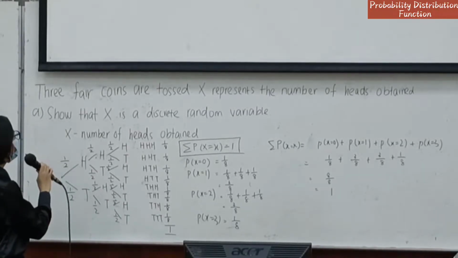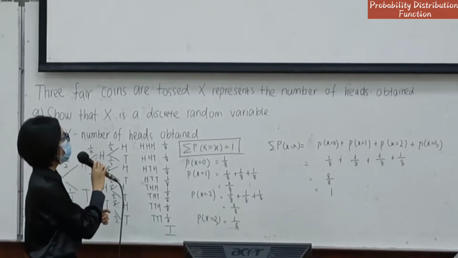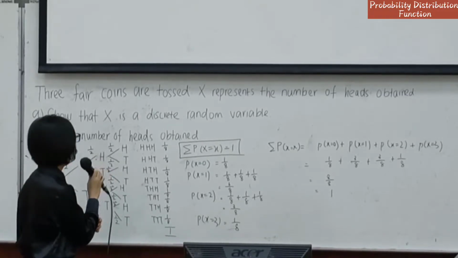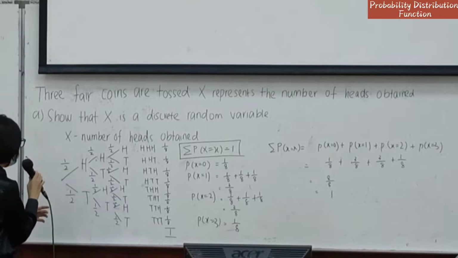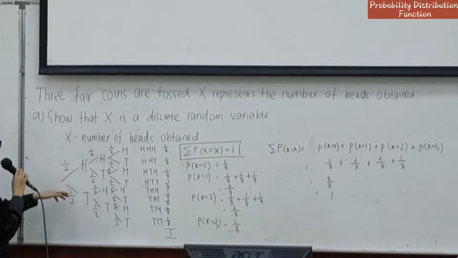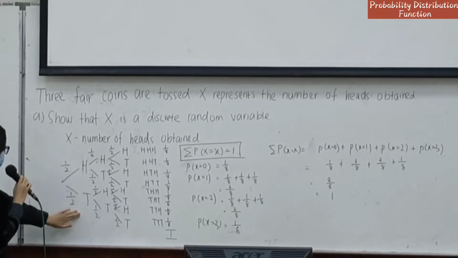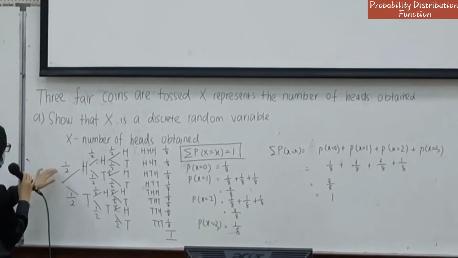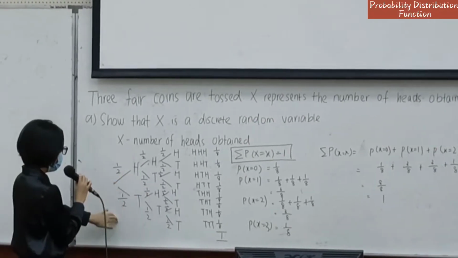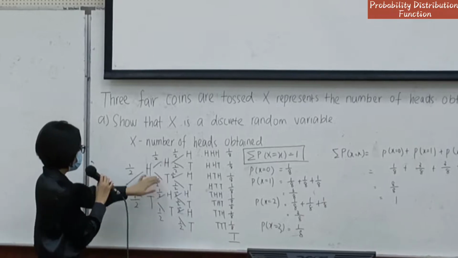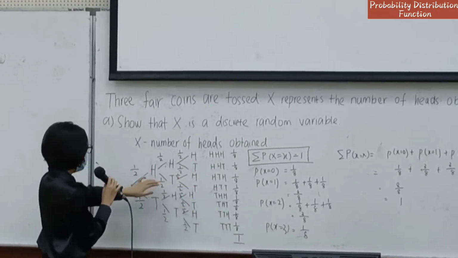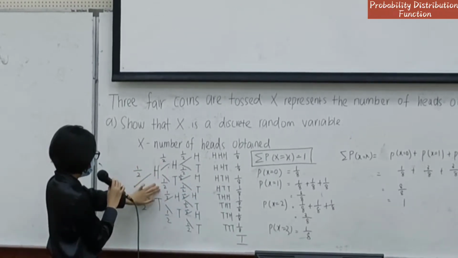Okay, now we have 3 fair coins tossed, and X represents the number of heads out of 3. So when we toss the coin the first time, we can get head or tail. The probability is 1/2 for head and 1/2 for tail. And for the second and third tosses, the probability is also 1/2, 1/2.